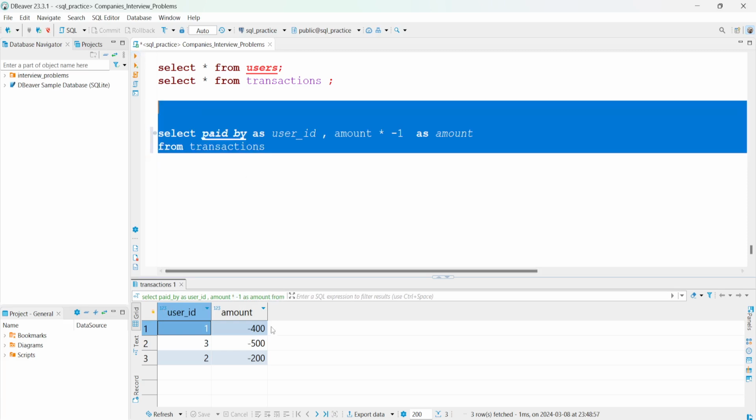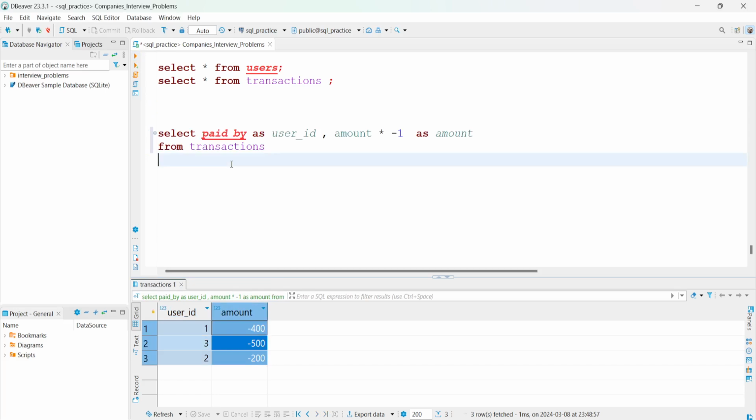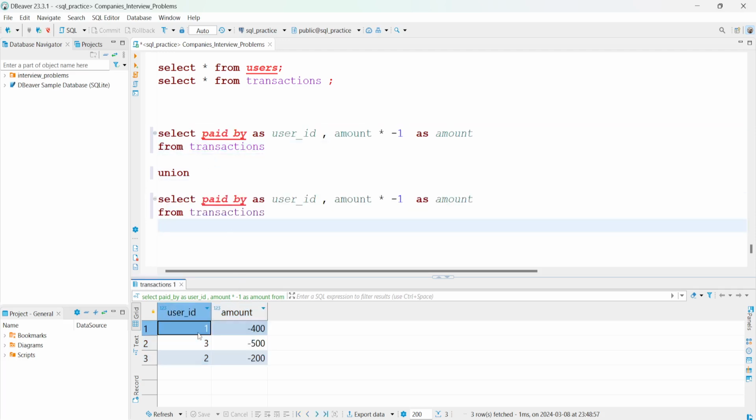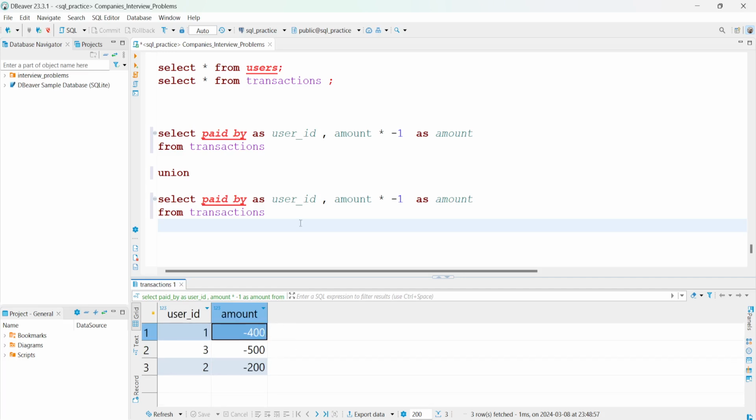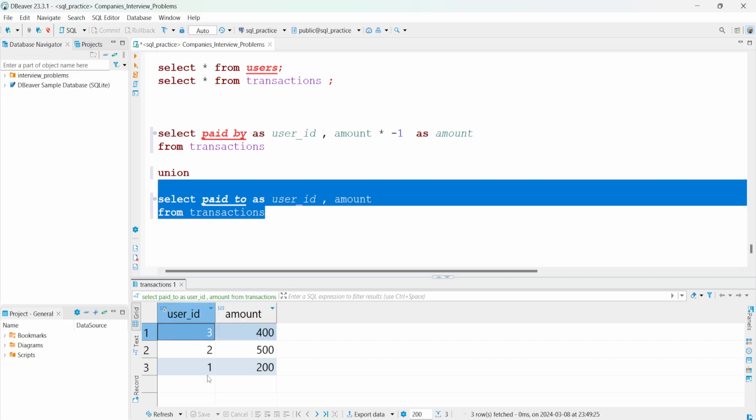At the end, we need a balance, right? So we have the negative everywhere. Similarly, what we can do is union with what? Paid to, right? Sometimes a user is paying, so it is negative. When the value gets credited to his account, it will be a positive value. So in that case we write paid to, and this value should be positive. Here we can remove this, right? Let me run this. Now, this time the value is getting credited, that's why we have a positive value over here.